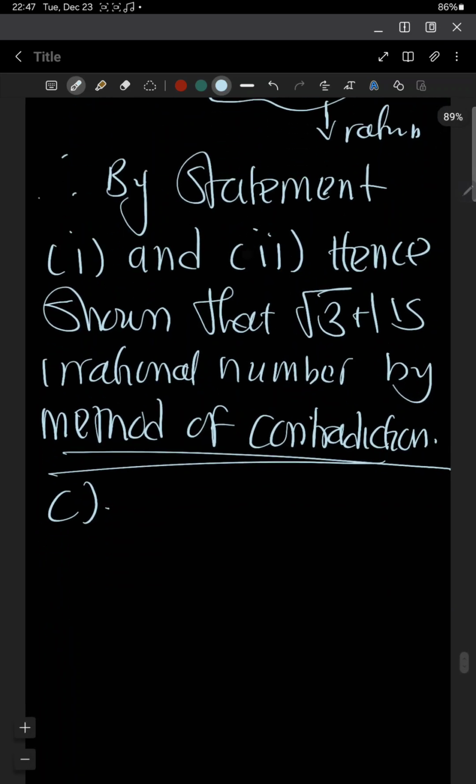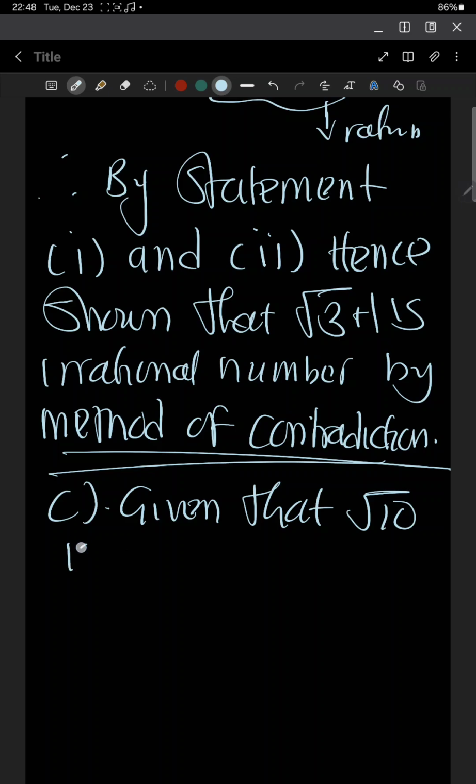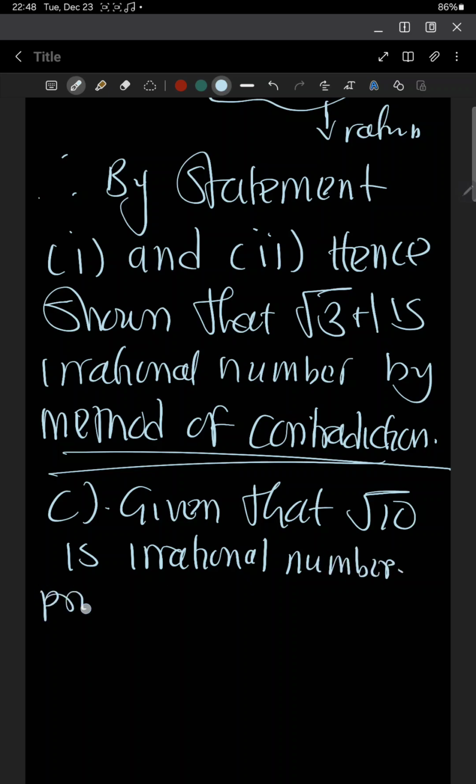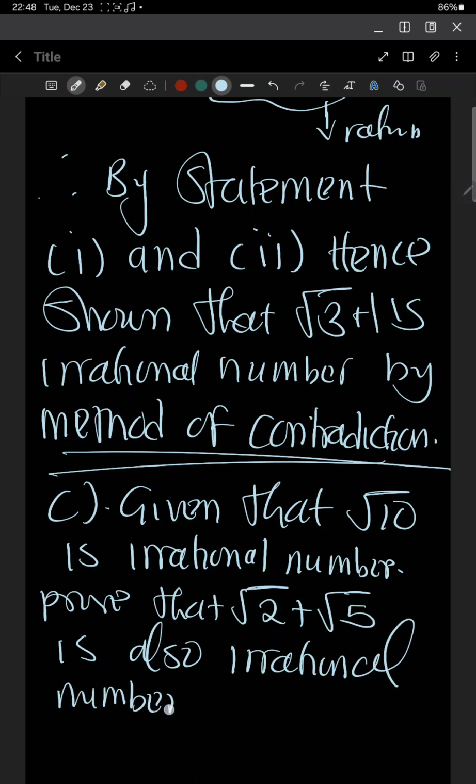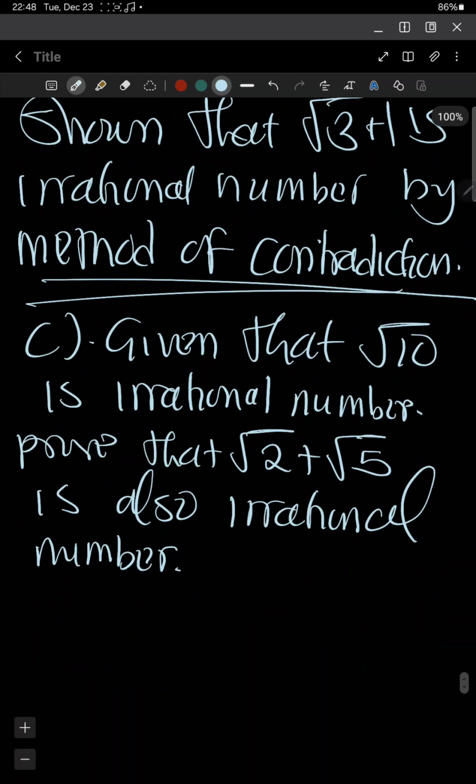So the last question, which is question C. Question C states that given that square root of 10 is an irrational number, full stop, prove that square root of 2 plus square root of 5 is also an irrational number, full stop.